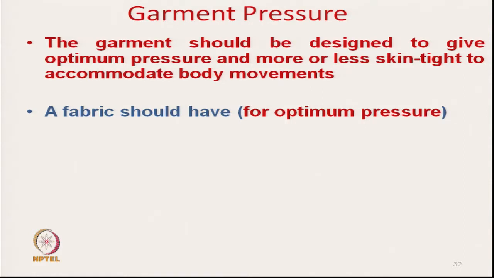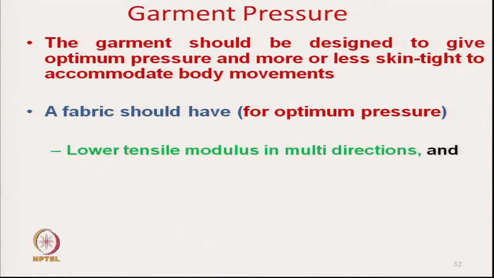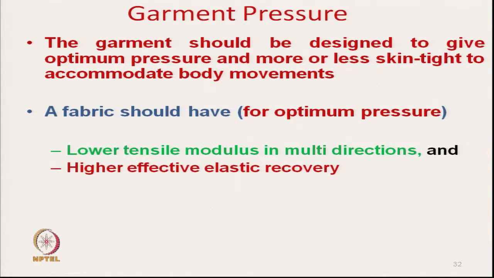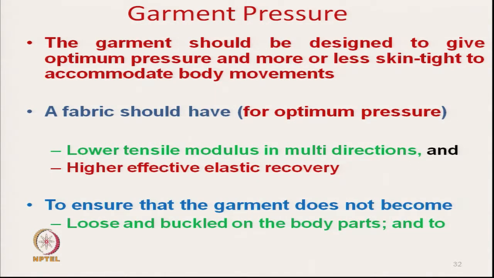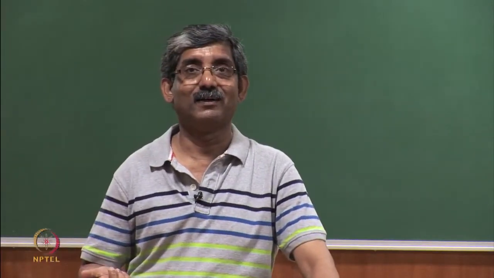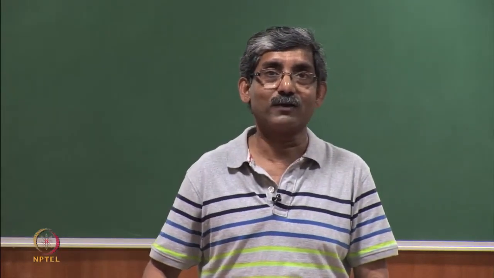should have some characteristics. These are: it should have lower tensile modulus in multiple directions, mainly in the warp and weft direction, and higher effective elastic recovery, so that there is no permanent deformation and there is no bagging effect. It is required so that the garment does not become loose and buckled on the body part, and to accommodate body movement. So, these are the basic requirements of a particular fabric, so that it gives proper pressure on our body and we get the comfort related to fit.